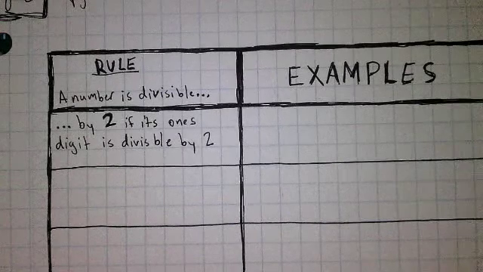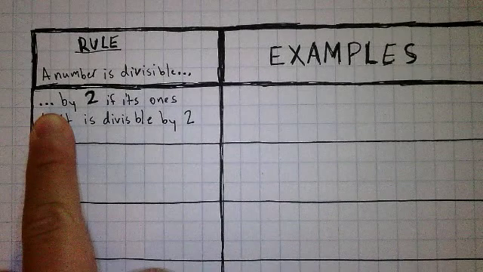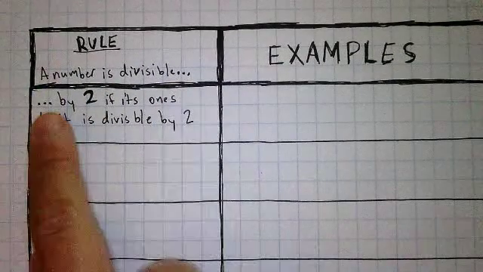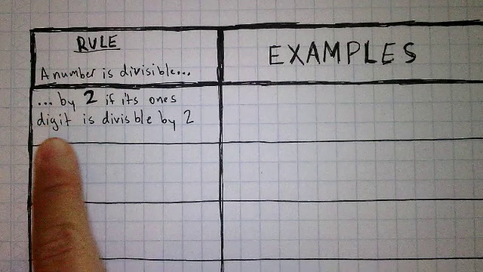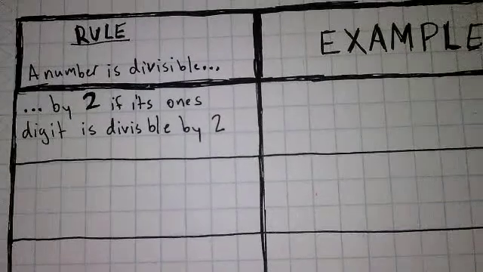Okay, so here's our first rule. So you can see I wrote the dots again to show that I'm ending the sentence here. So we read it like this. A number is divisible by 2 if its ones digit is divisible by 2. Okay? A number is divisible by 2 if its ones digit is divisible by 2.